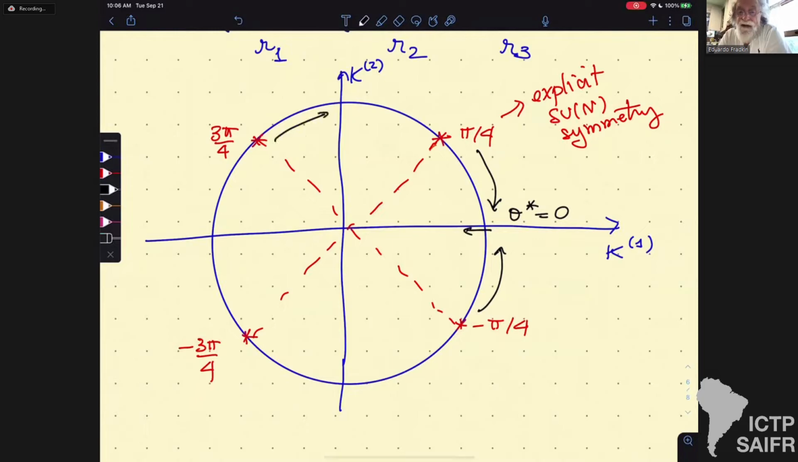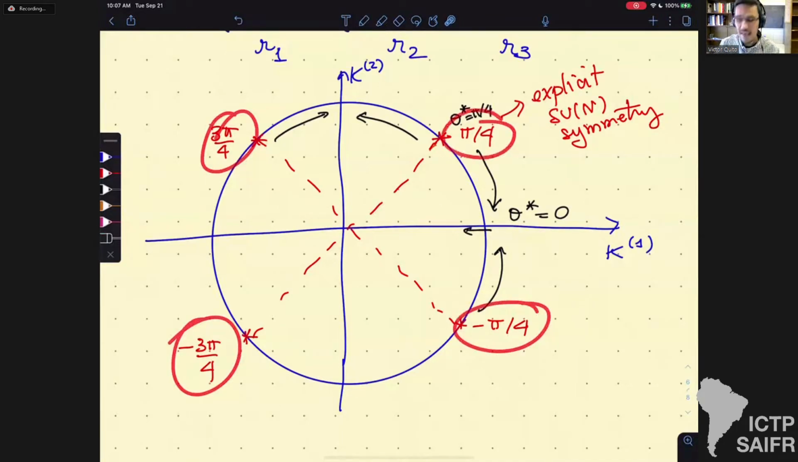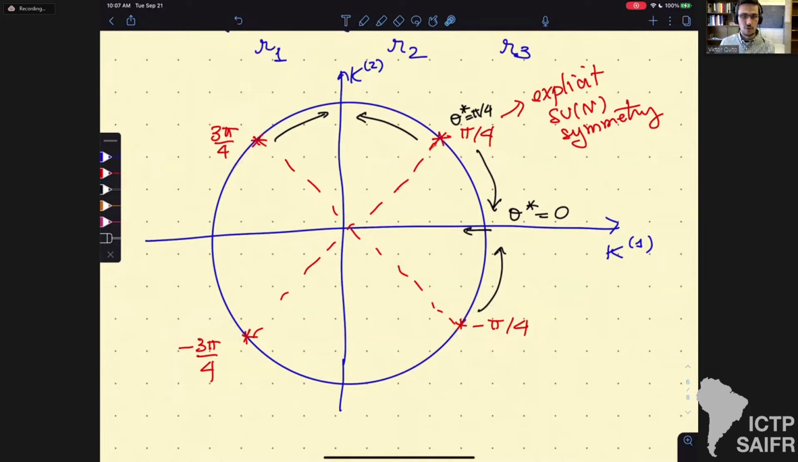And sorry, Victor, the case theta equals pi over 4 is special? The point pi by 4 has explicit SUN symmetry. It is also a fixed point. So if you start at pi by 4, you don't flow, the angle doesn't flow. The R variable flows, but all these points of SUN symmetry here are also angular fixed points. If you start there, you don't flow, but they are, however, unstable. If you put deviations, you flow away. So you flow to either theta star equals pi by 2, theta star equals 0, or theta star equals minus pi by 2.